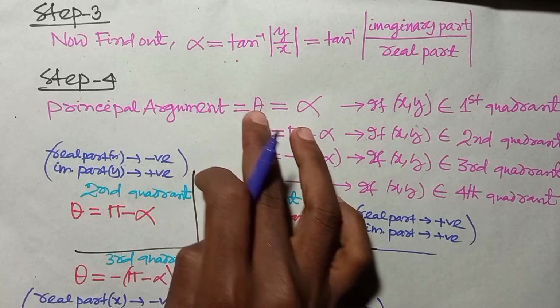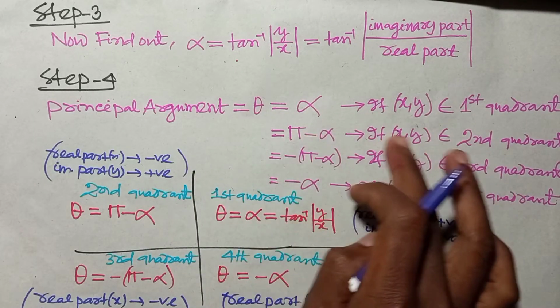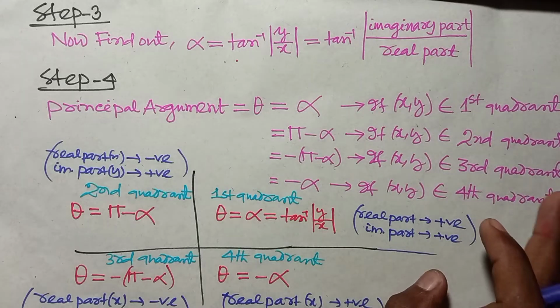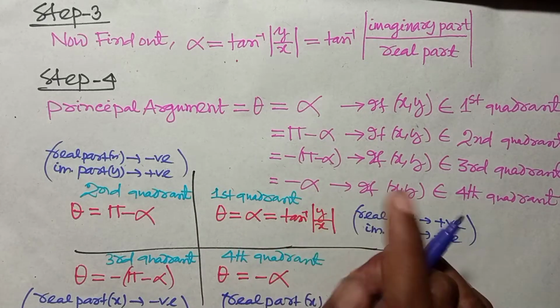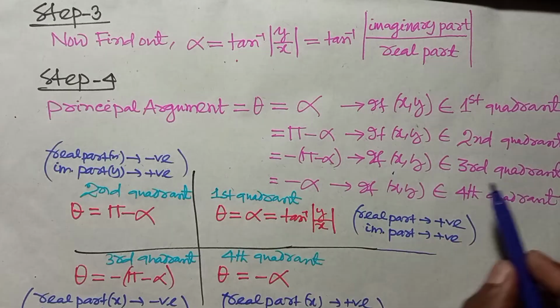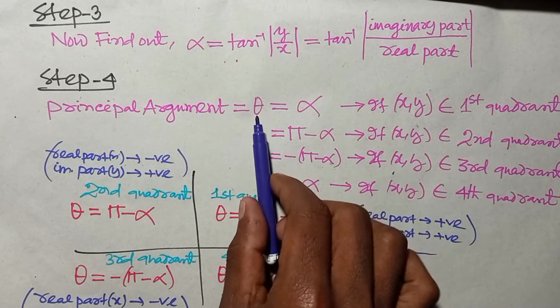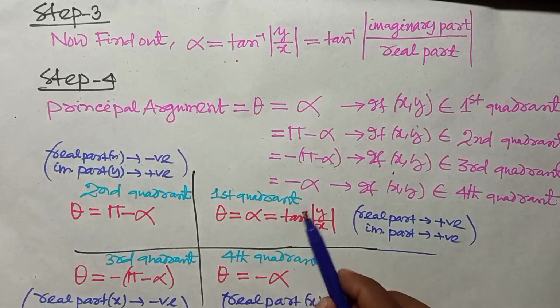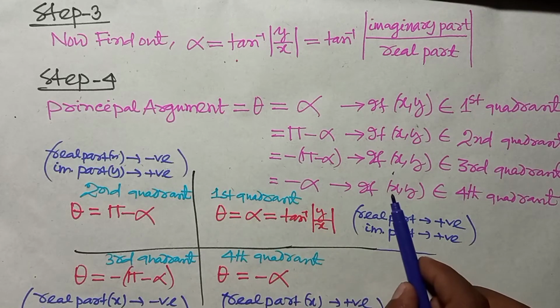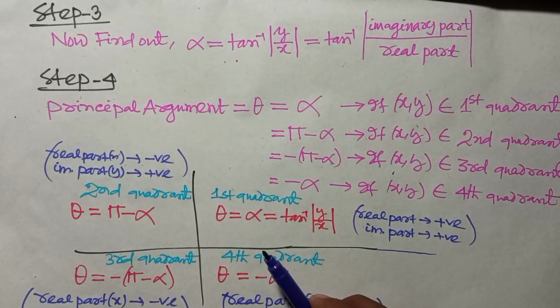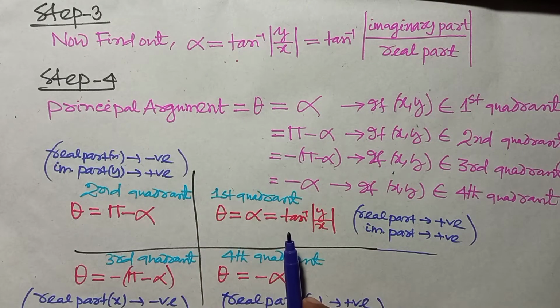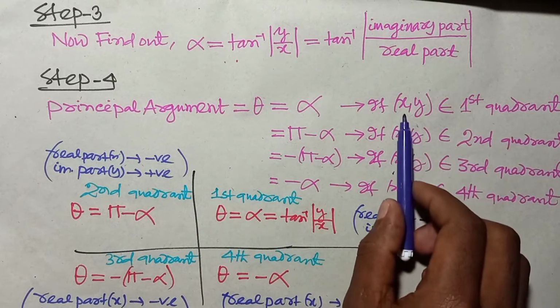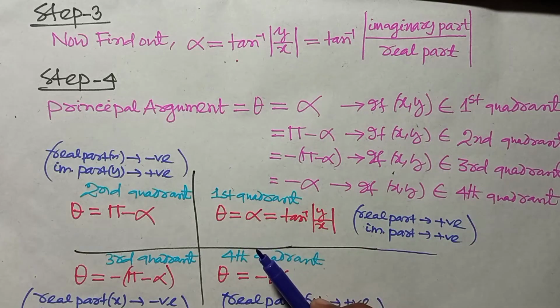Your principal argument will be pi minus alpha if this point belongs to the second quadrant. The principal argument will be minus of pi minus alpha if the point belongs to the third quadrant, and the principal argument will be minus alpha if the point belongs to the fourth quadrant. So basically the value of principal argument theta depends on the quadrant in which the point x comma y lies.